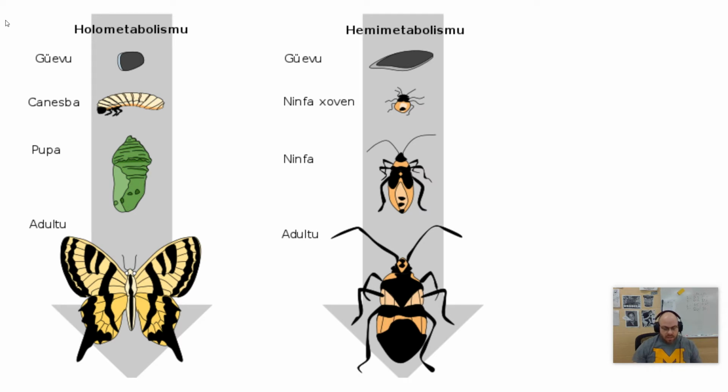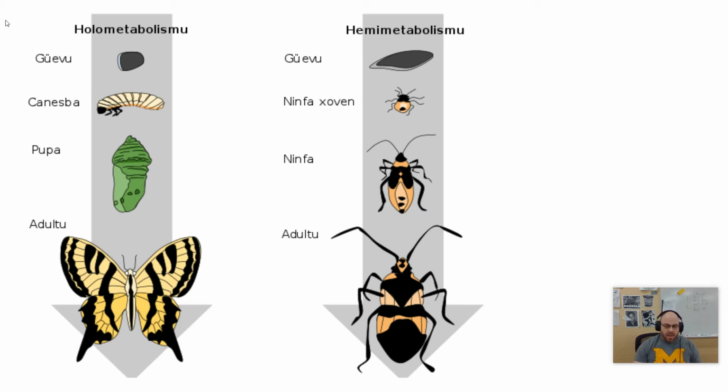Hemimetabolous is an incomplete metamorphosis, like you see on the right. Incomplete metamorphosis represents more of a gradual kind of change where the young look different than the adult, but not completely different. The young are typically called nymphs, and their wings develop externally through successive molts.